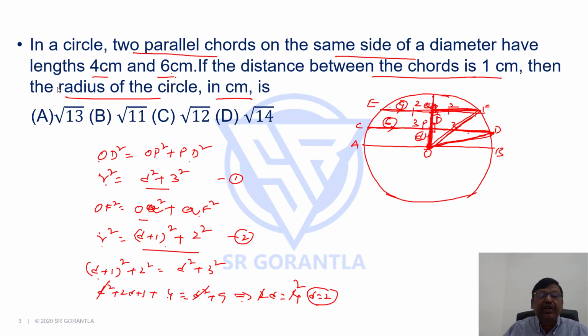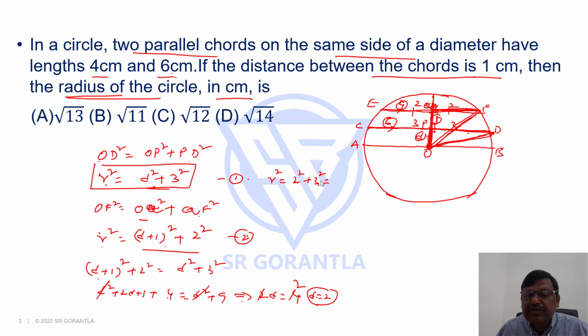Once we have d, we need to find the radius of the circle. If I substitute into either of these two equations, let's say the first equation, we said R square equals d square plus 3 square. d is 2, so 2 square plus 3 square, that is 4 plus 9, 13. If R square is 13, R equals the square root of 13 centimeters. So our answer is choice A.